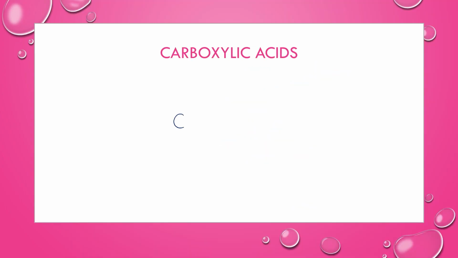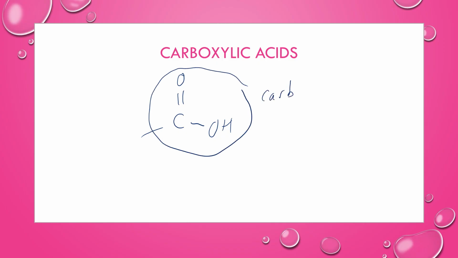Carboxylic acids have a C double bond O, but they also have an OH attached. So because of that, we classify this as a whole different functional group. Instead of saying it's a carbonyl and a hydroxyl, the whole thing together is a carboxyl group. And when it's a part of a compound, the compound is a carboxylic acid. And that's because it does behave differently than either a carbonyl or a hydroxyl group on their own, so we need to classify it differently.